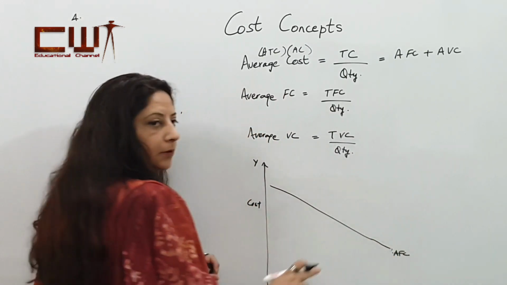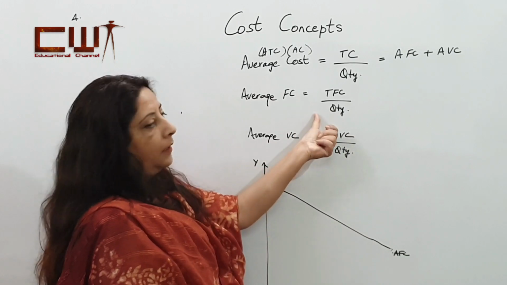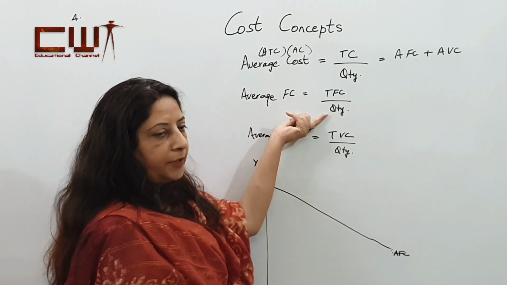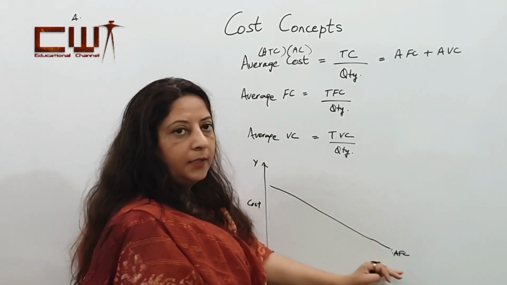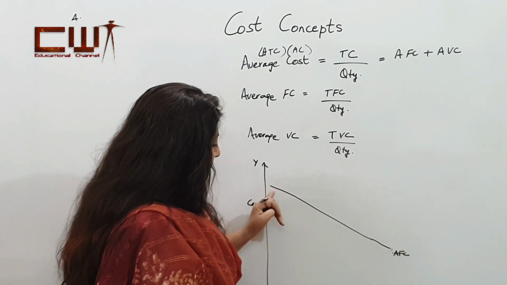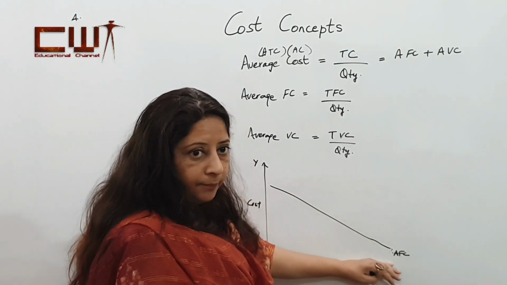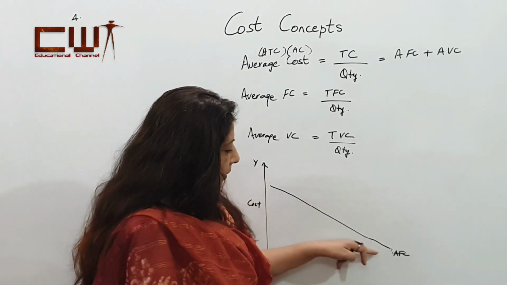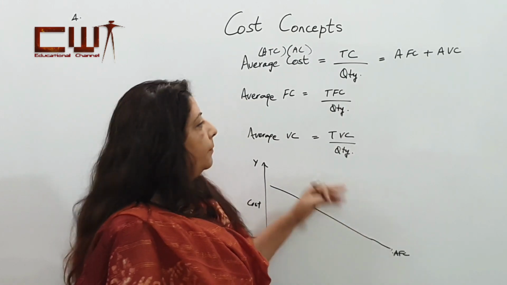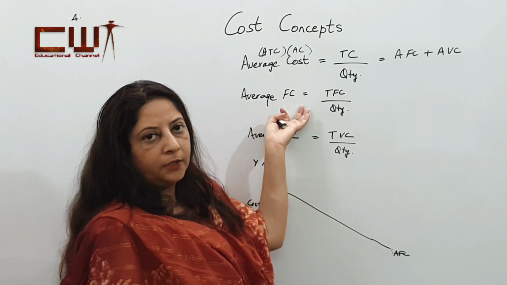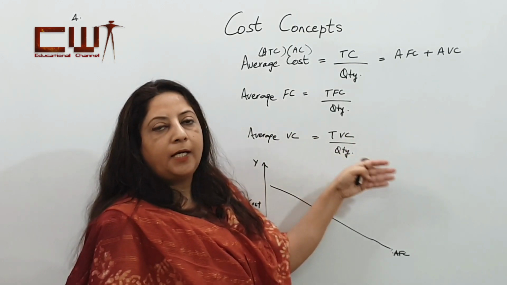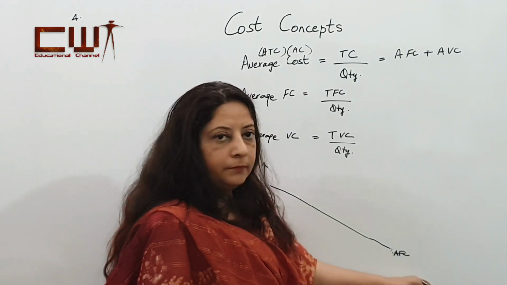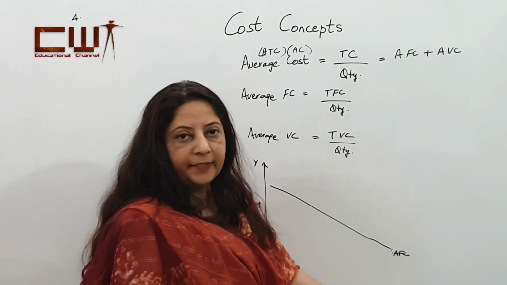So average fixed cost will always come down because our quantity keeps on increasing, and we are dividing total fixed cost by the quantity. If quantity keeps on increasing, the average fixed cost keeps on decreasing. But one point to remember here is that average fixed cost will never touch the x axis, because it can never be 0. There will always be a total fixed cost which will be divided by the quantity. It will come down but it will not touch the x axis.